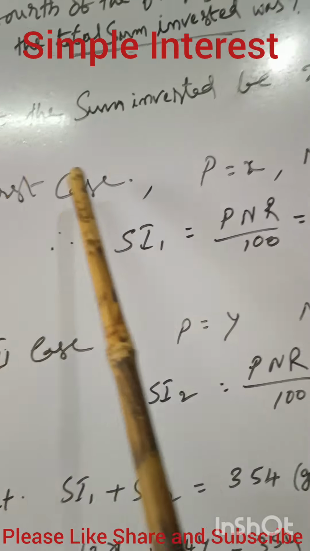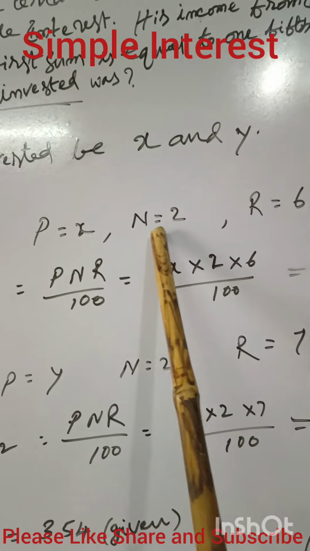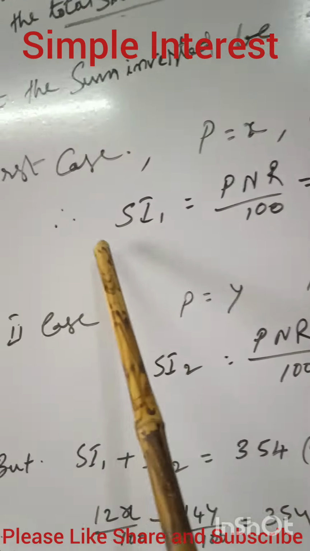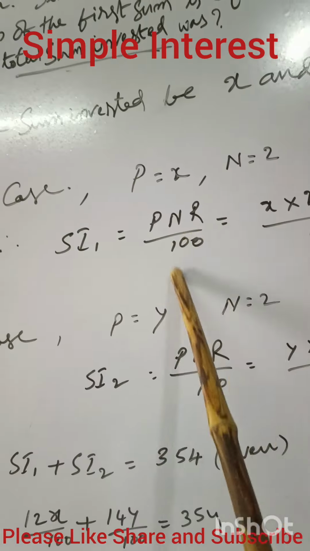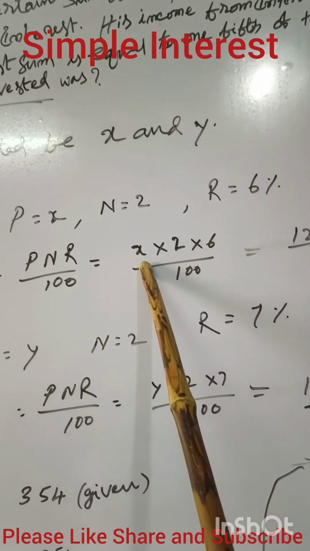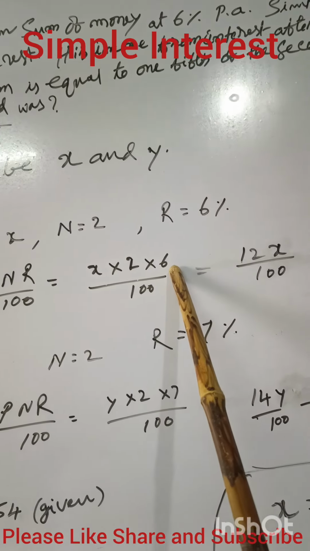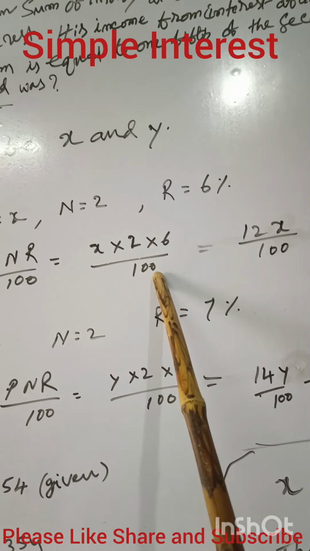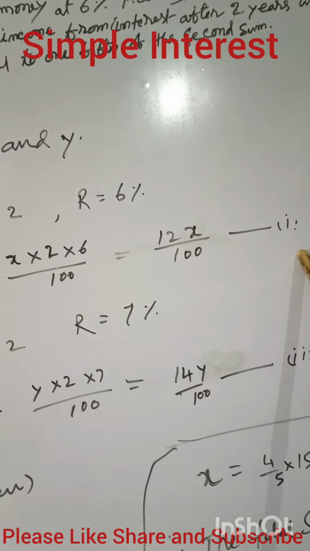Okay, so in the first case principal is x, n is equal to 2 years, and r is equal to 6% per annum. Then simple interest 1 is equal to PNR by 100. P is equal to x, n is equal to 2, r is equal to 6%. You have to place 100 here. So it is 12x by 100, this is one equation.